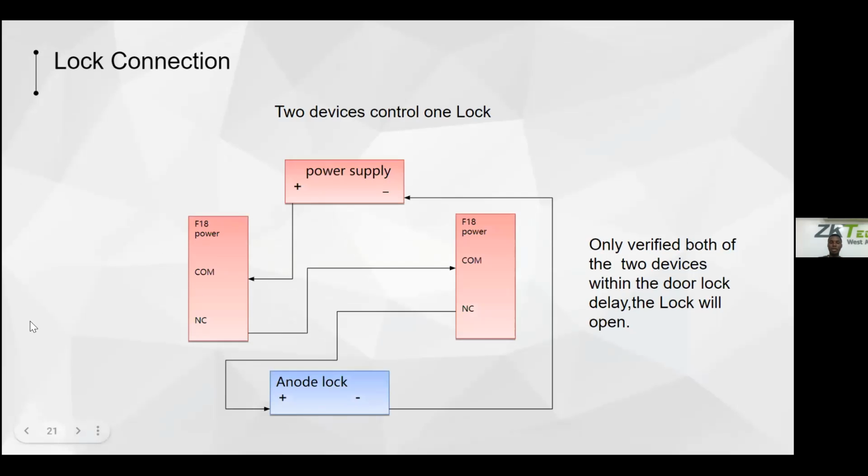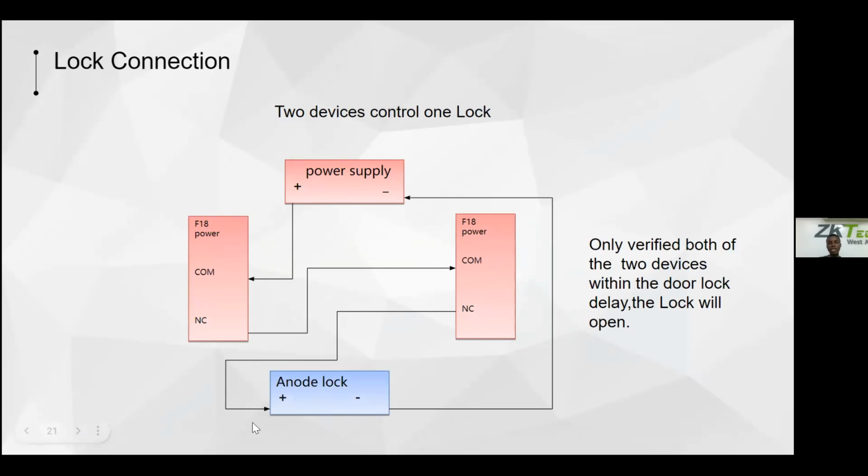For this particular diagram, we're looking at our F18. So this is the power, this is the COM, and this is the NC. So this is the adapter, right? The power. And then this is the other F18. One will be inside and the other one will be outdoor. And then this is what is initiating the lock.